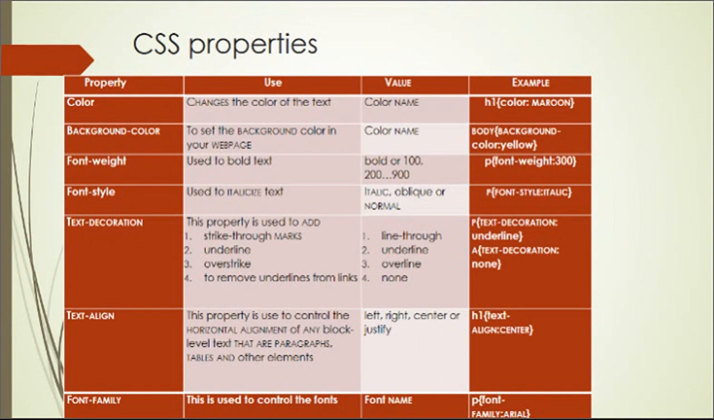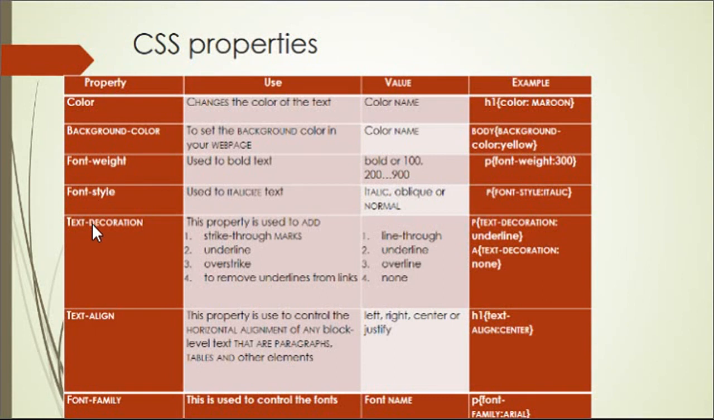To change the color of the text, use the color property. With background color, we can set the background color of your web page. Suppose we want to set the background color, for that purpose we can take the body background color. Which color do we want to use? Like the color yellow.